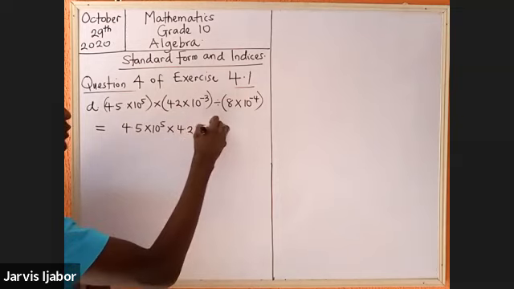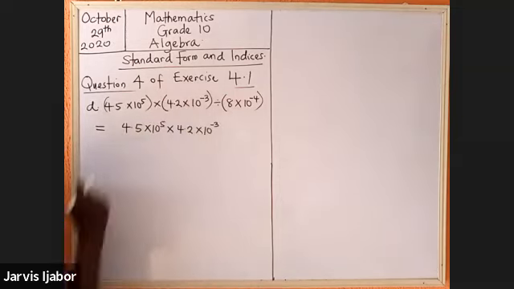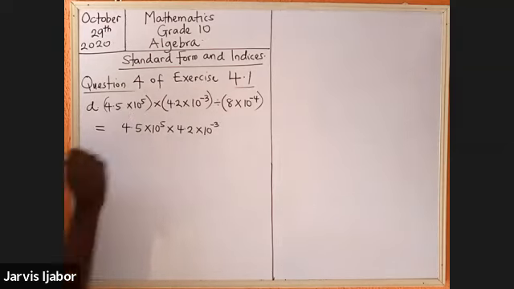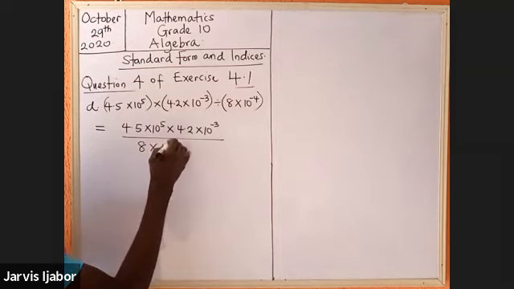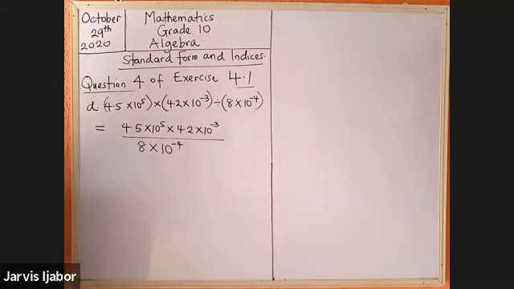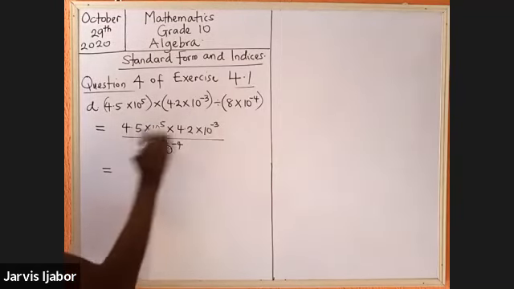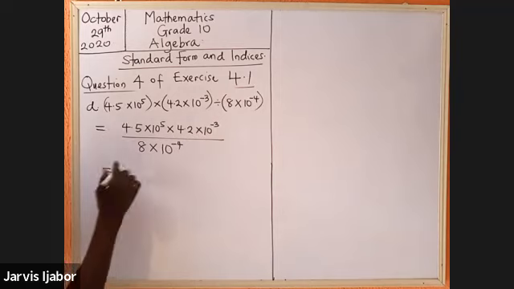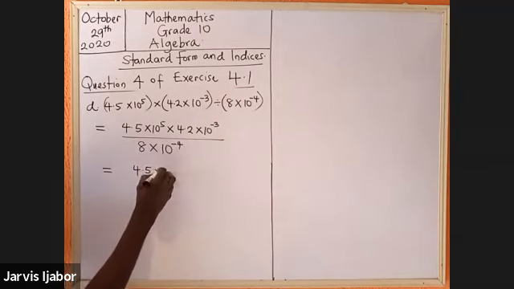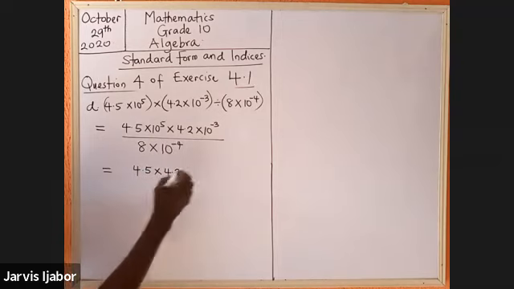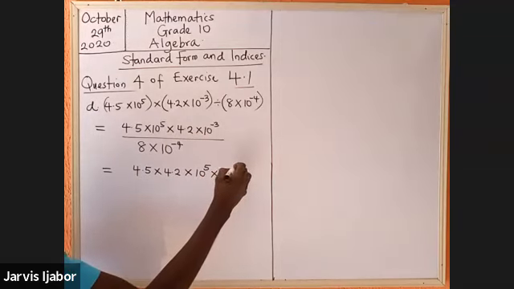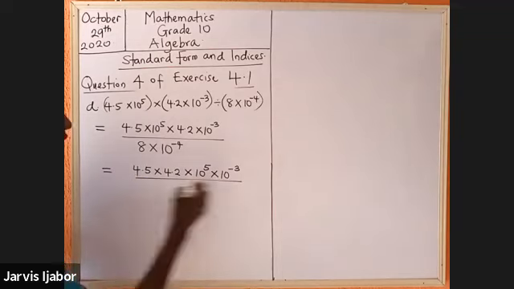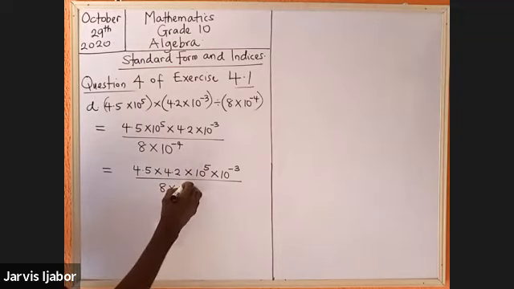times 10 raised to the power of -3. This is 4.2. I should put that well. This is 4.5. Divided by 8 times 10 raised to the power of -4. Right? So how do we go about doing this? The first thing I will advise is for you to take care of the top. So I'll rearrange this to be 4.5 times 4.2 times 10 raised to the power of 5 times 10 raised to the power of -3 divided by 8 times 10 raised to the power of -4.